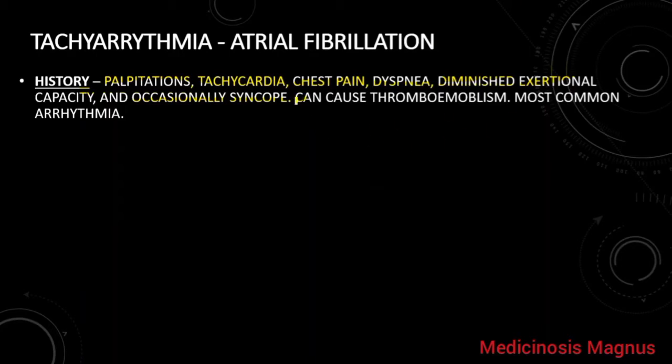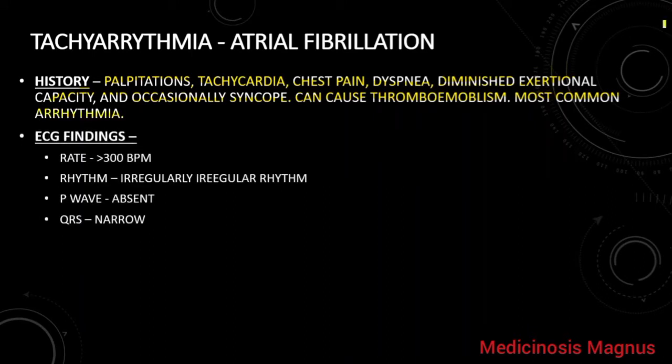This atrial fibrillation can cause clots and can lead to thromboembolism, commonly seen in stroke patients, that is the cardioembolic stroke. There will be atrial fibrillation, then there will be formation of clots, and those clots would be dislodged and go and block in the circle of Willis or anywhere in the cerebral circulation, causing stroke. That is the cardioembolic stroke. And this atrial fibrillation is the most common arrhythmia.